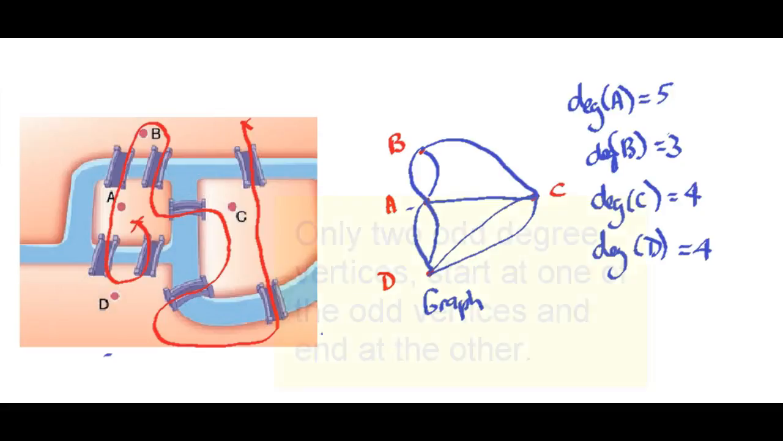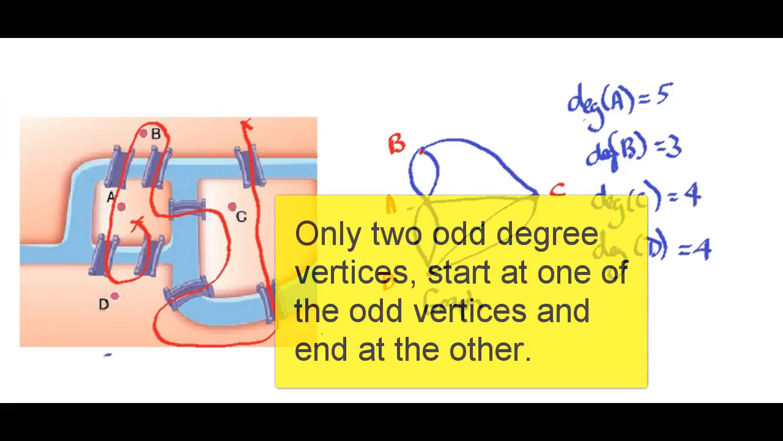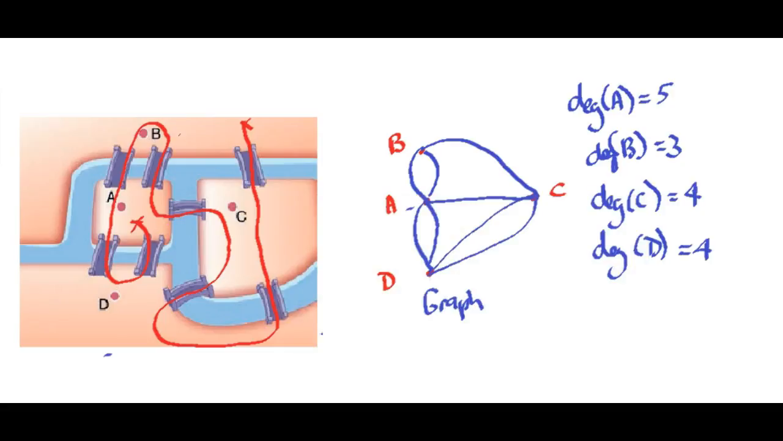Euler discovered for this type of problem that if there are two odd degree vertices, then the problem can be solved. You can cross every bridge only once. But you must start at one of the odd vertices and finish at the other. We started up here at B and we finished at A, but this is in fact two routes. You could reverse it. We could start at A and finish at B. Can you find other ways from A to B or vice versa? Have a go yourself.